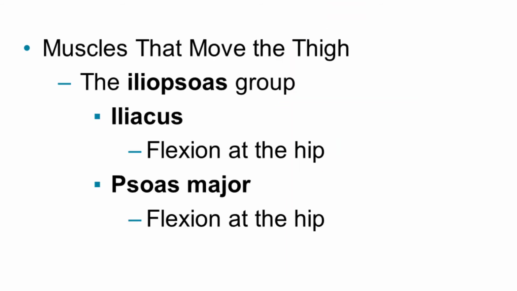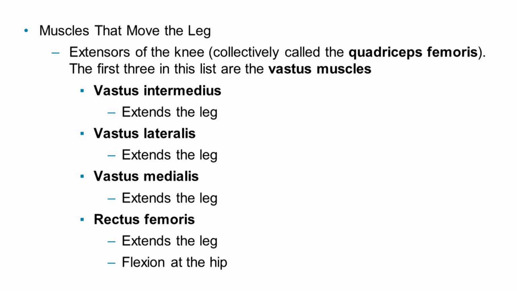The muscles that move the thigh include the iliopsoas group, which includes the iliacus and the psoas major. Both of these perform flexion at the hip. The muscles that move the leg include the extensors of the knee, collectively called the quadriceps femoris. The quadriceps femoris includes four muscles: the vastus intermedius, vastus lateralis, and vastus medialis, all of which function to extend the leg, and the rectus femoris, which extends the leg and flexes at the hip.